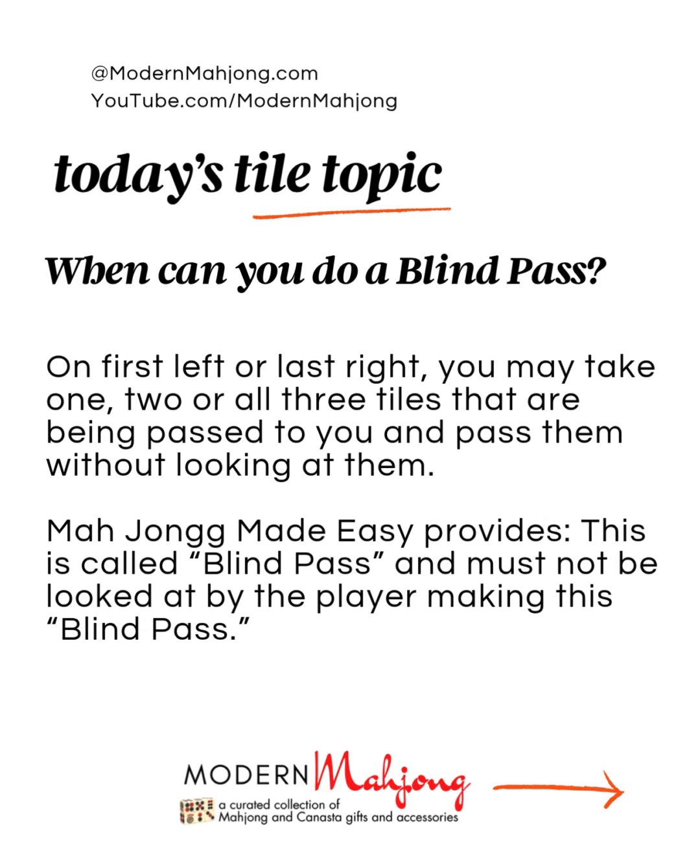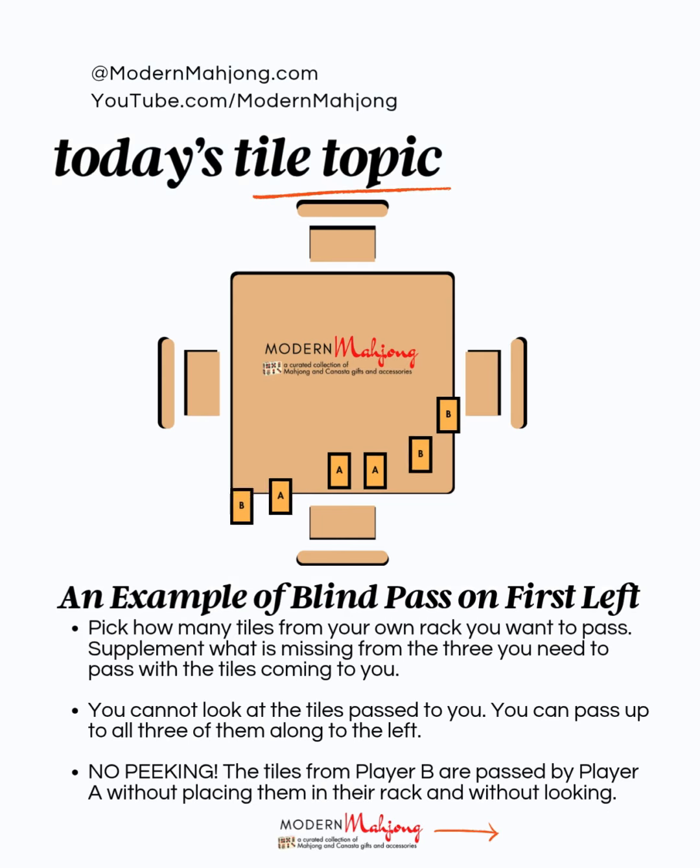You can take 1, 2, or 3 of the tiles being passed to you and pass them on without looking at them. Mahjong Made Easy provides this is called a blind pass and must not be looked at by the player making this blind pass. Here's an example of the blind pass on the first left. You pick how many tiles from your own rack you want to pass, supplement that from what's missing from the 3 you need to pass with tiles coming to you. So if you don't want to pass any, you could just pass all 3. You cannot look at the tiles passed to you. You could pass up to all 3 of them, or just 1 or 2.